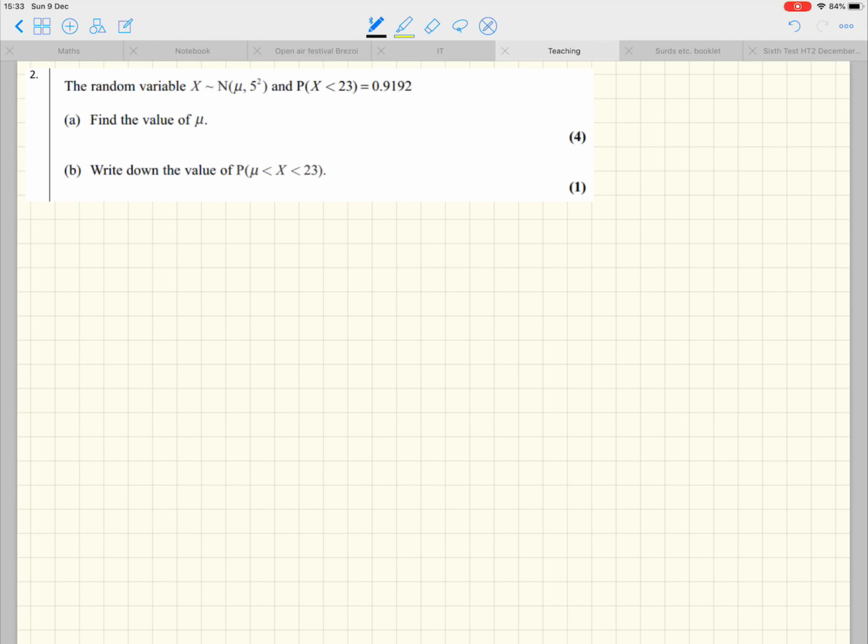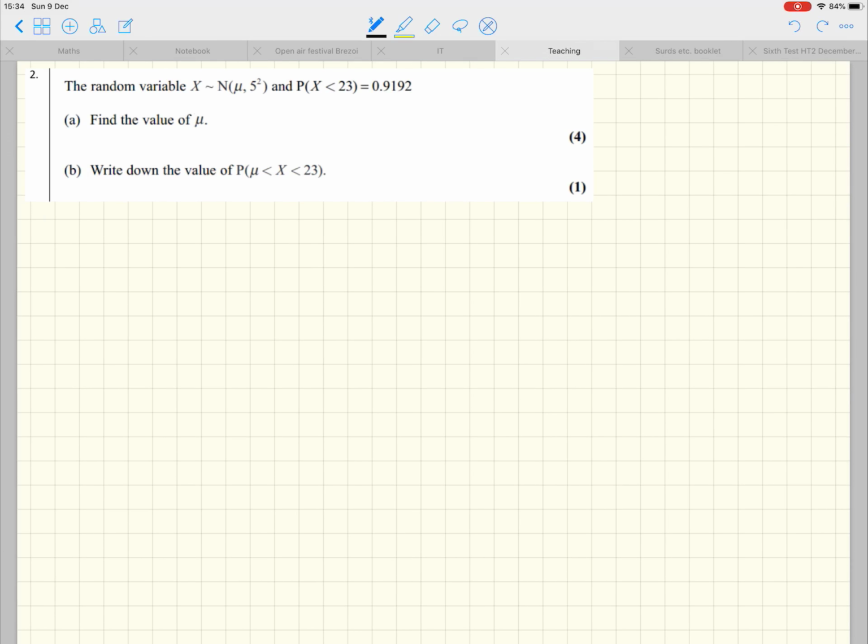Question 2. We're given a random variable, x, that is normally distributed. We don't know the mean, mu, but we do know the standard deviation, which is 5. We're also given that the probability that x is less than 23, a specific value of x, is 0.9192.